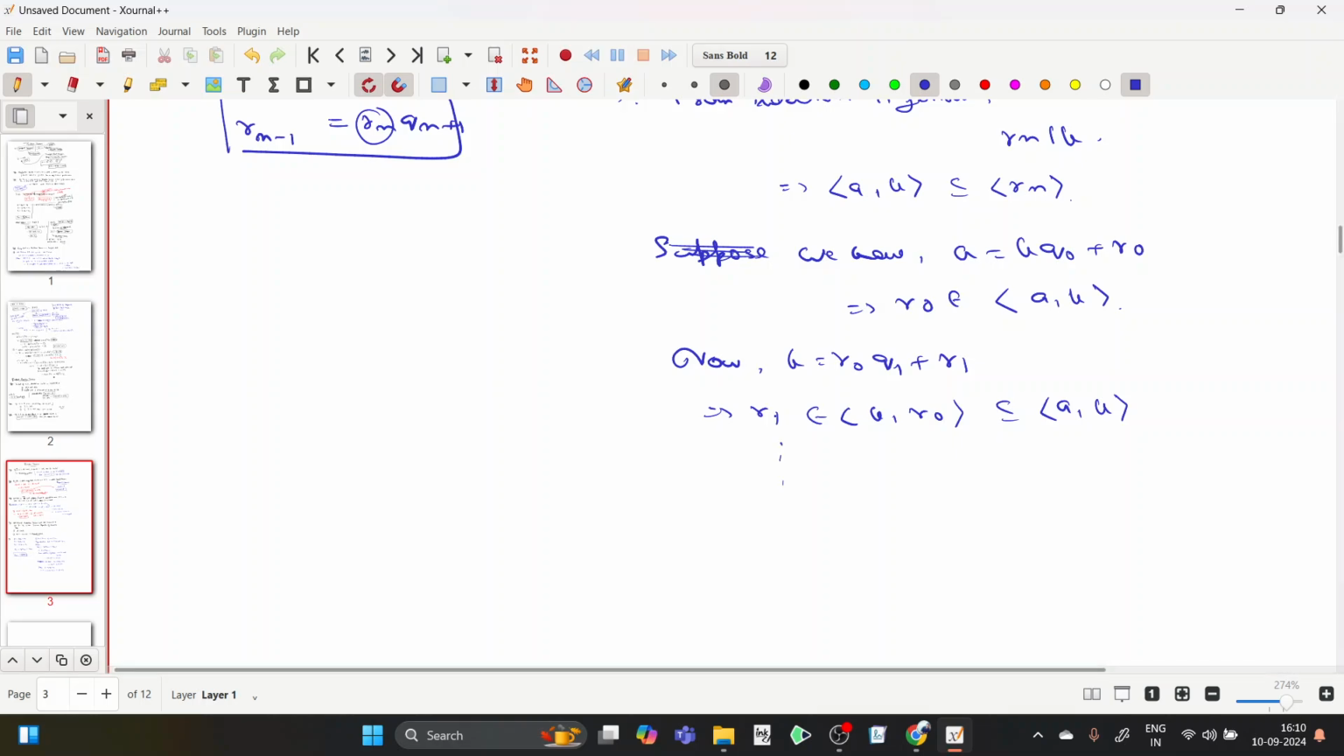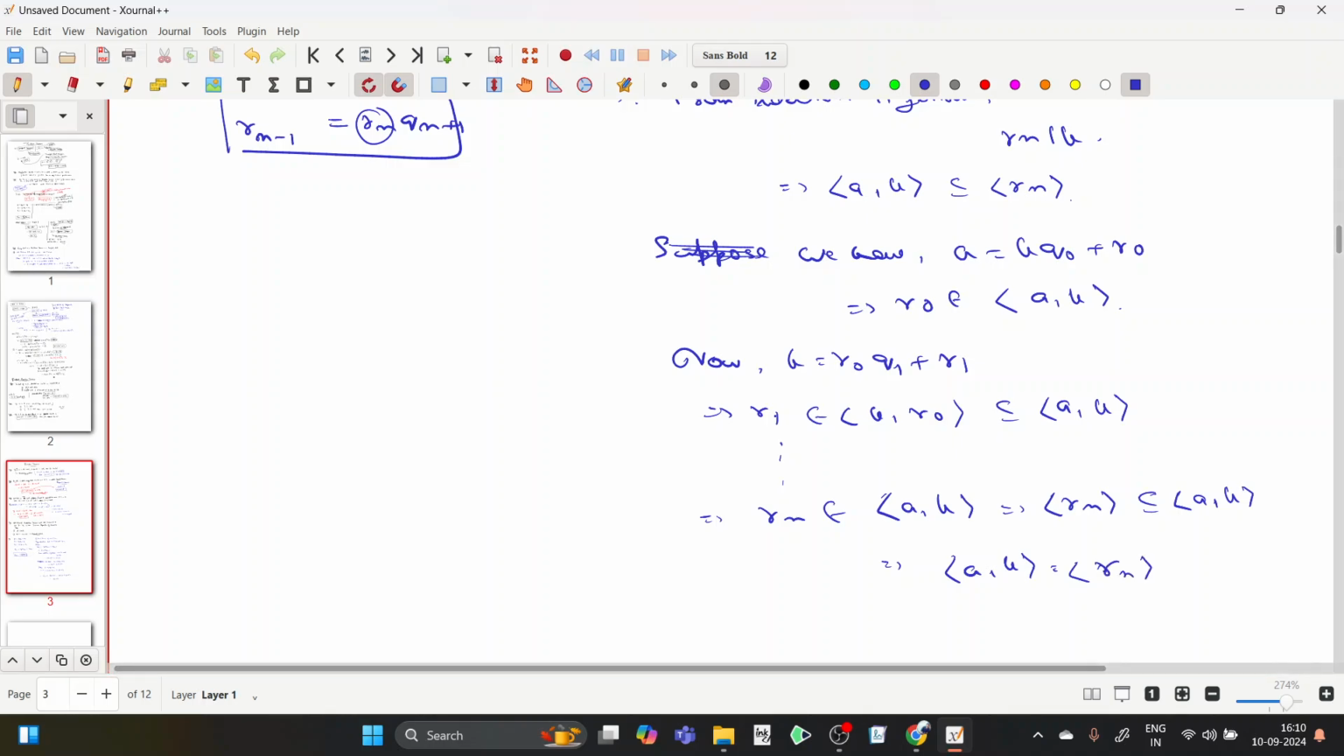And I can exactly follow it inductively to say that Rn will be contained in the ideal generated by A and B. But this means the ideal generated by Rn is contained in the ideal generated by A and B. And so we have both-sided inclusion, which means that the ideal generated by A and B is a principal ideal, which means that Rn is the GCD of A and B, and the second statement readily follows from here only.